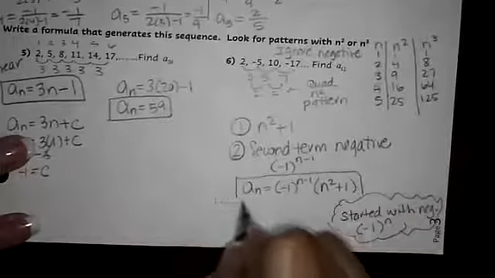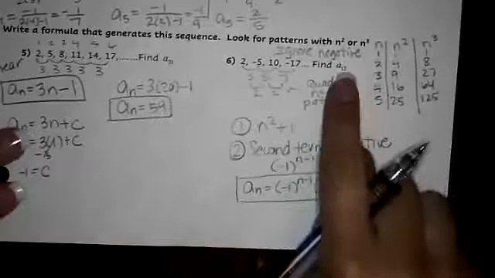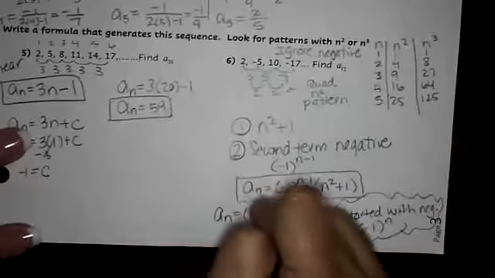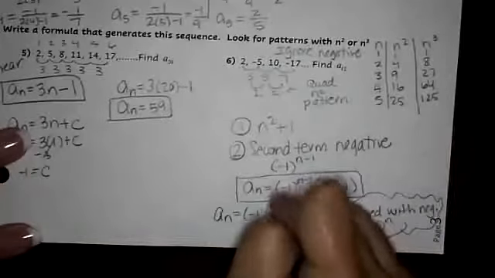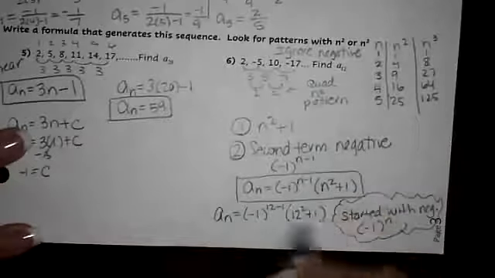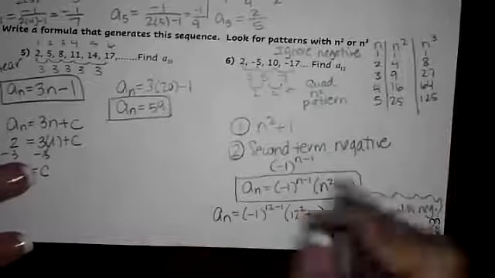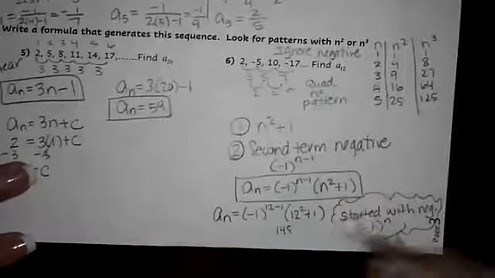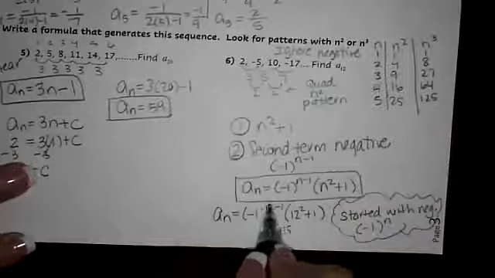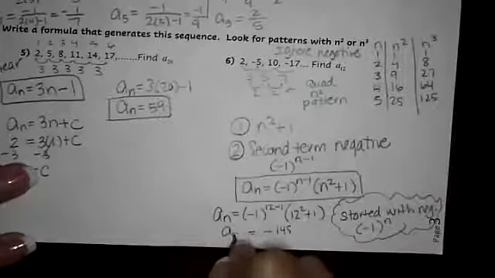All right, now that we have that equation, we can find A of 12. I get negative 1 to the 12 minus 1 times 12 squared plus 1. So this is 144 plus 1, which is 145. Here we get 12 minus 1, which is 11. And we know that odd numbers, then the negative is going to come out. So that's going to be a negative.